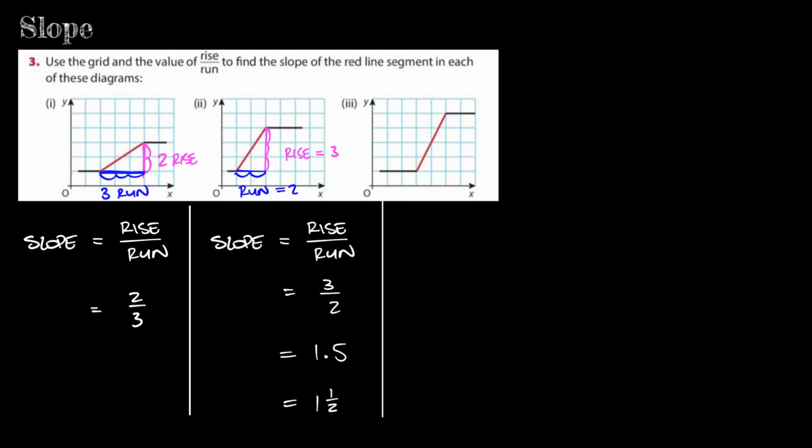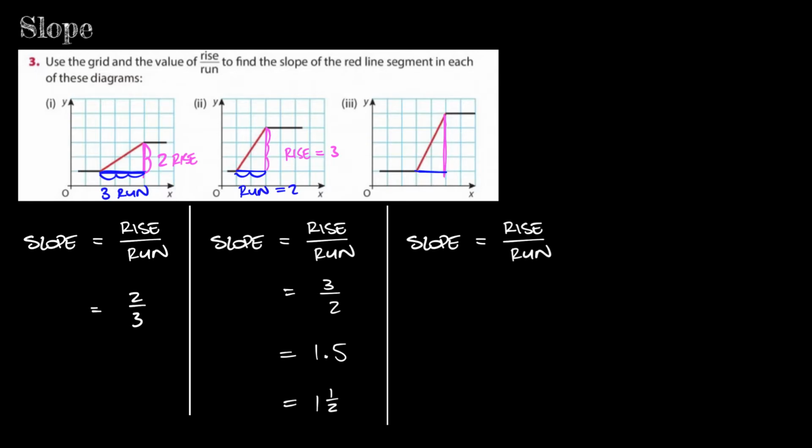Okay? And the next one there is going to be question 3. So again, we're looking at the slope. So I bring the slope over, and we look at that question there. So in order to find the slope of this line, we'll need the rise and we'll need the run.